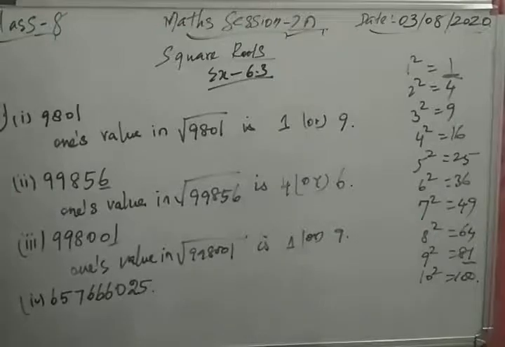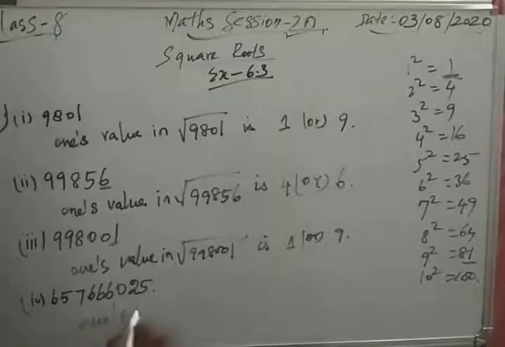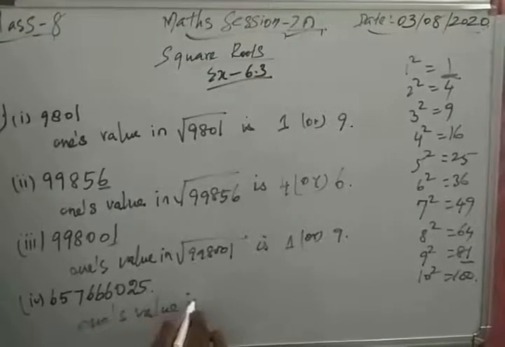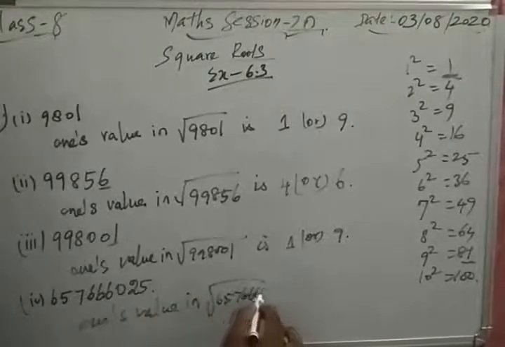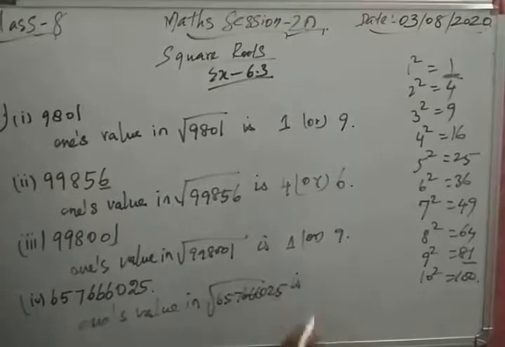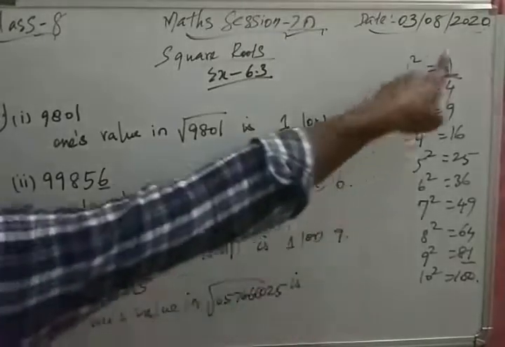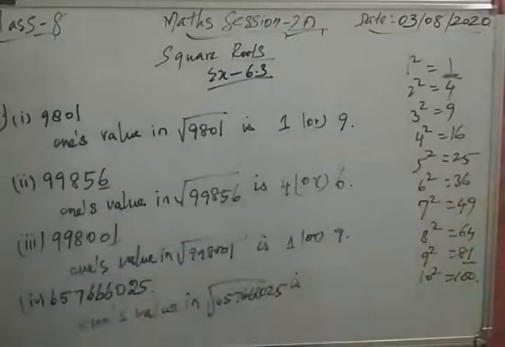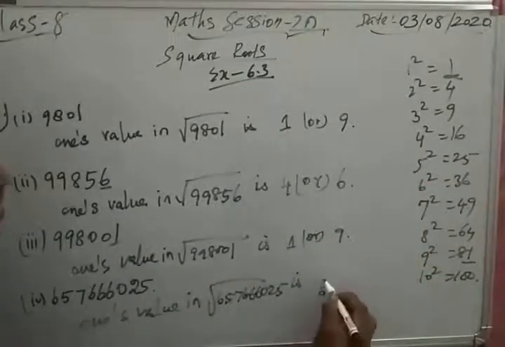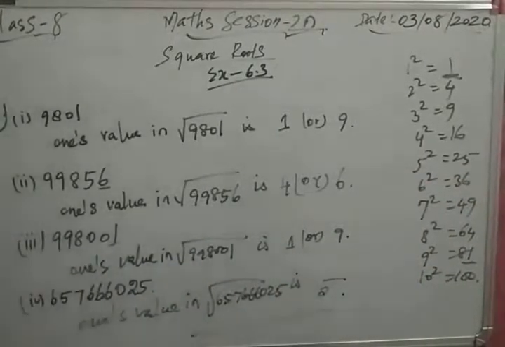Next, 5. The ones value in the root of 657666025, ending with 5. Check in the whole terms. What is it? Only for 5 it is coming as 25. So we can compulsorily say that it is 5. Only one number is possible, that is also 5. Understood, students? It is very easy.